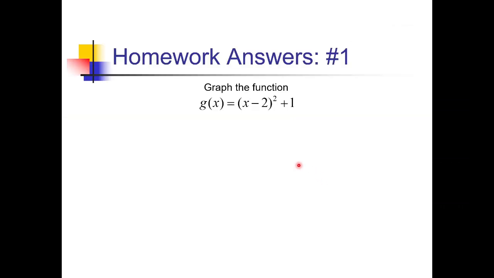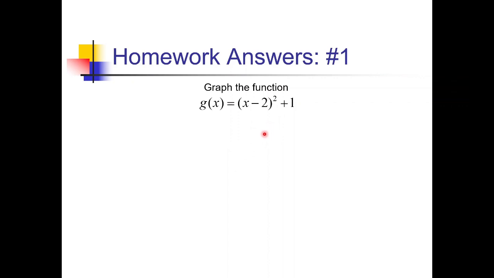For this problem, we're trying to graph the function g of x equals (x minus 2) squared plus 1. There's a couple ways you could do this. One way would be to just find the vertex and plug in another point and then use symmetry to get 3 points and graph it out. The way I'm going to show you, though, is basically to just transform the parent function.